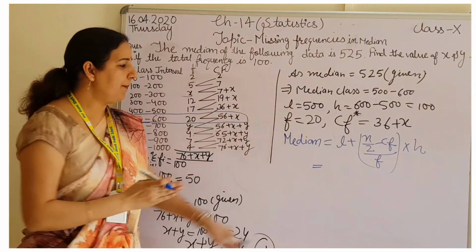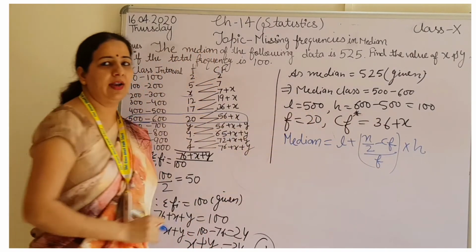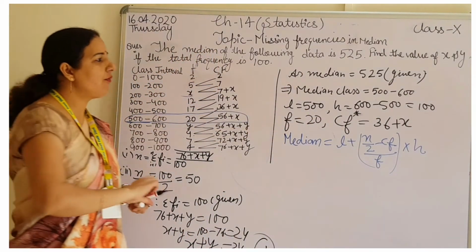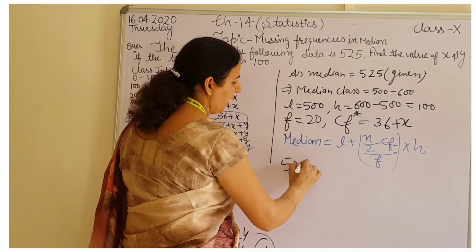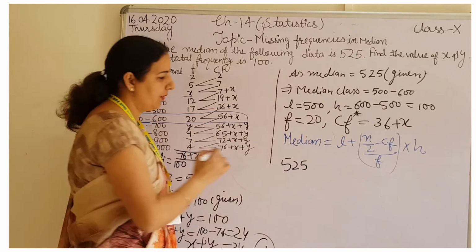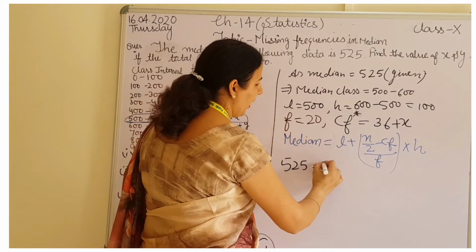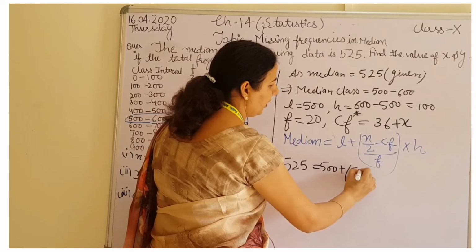And let me put the values. This time all the values are given. In fact, median is also given. What is the value of median? Median is 525. So 525 is equal to L. What is the value of L? 500, plus n by 2, which is 50.